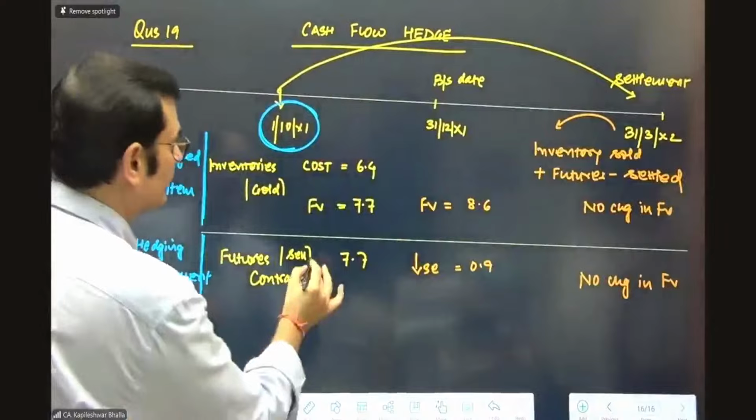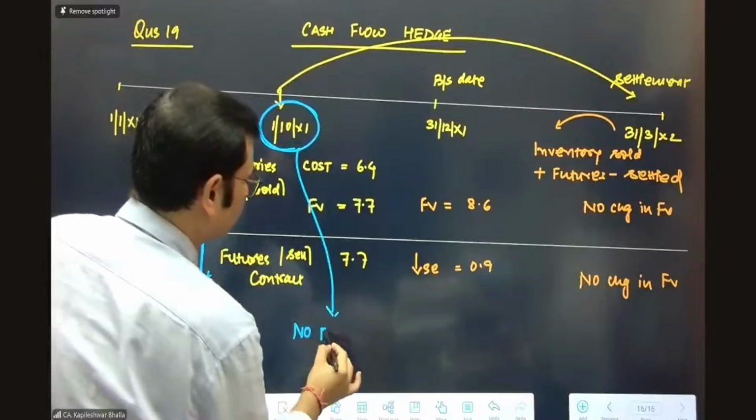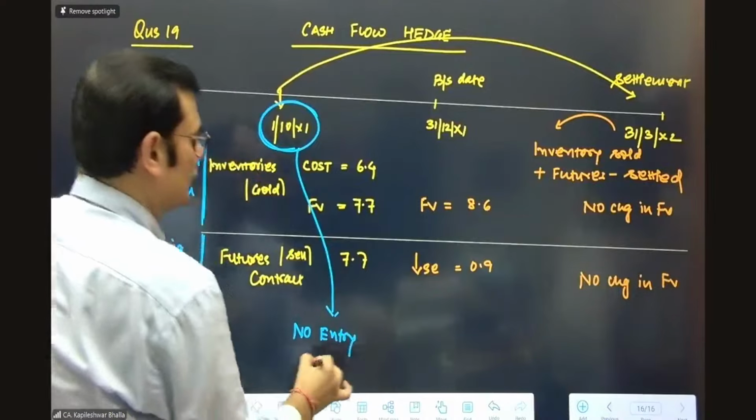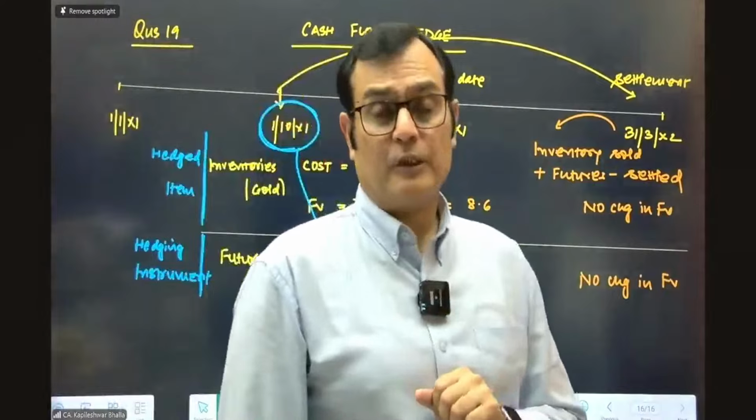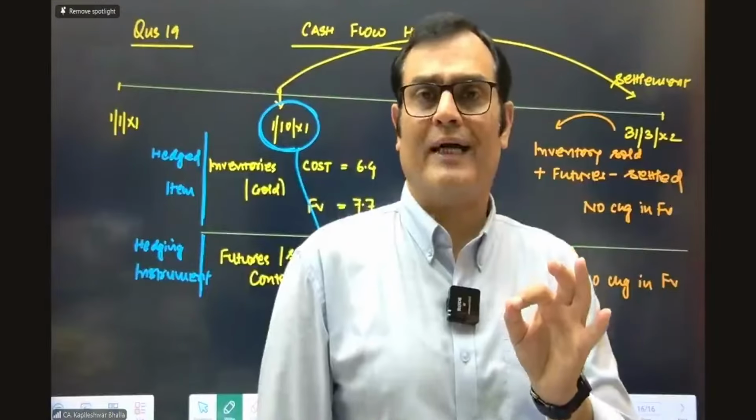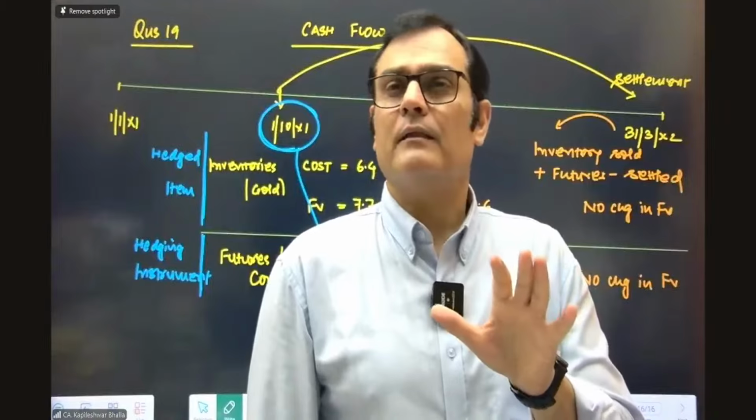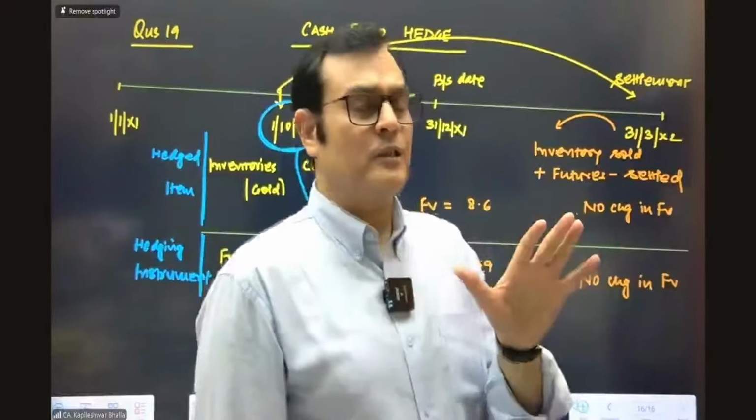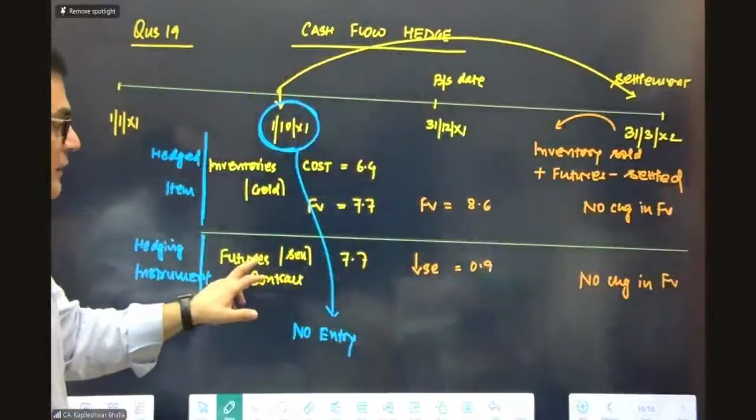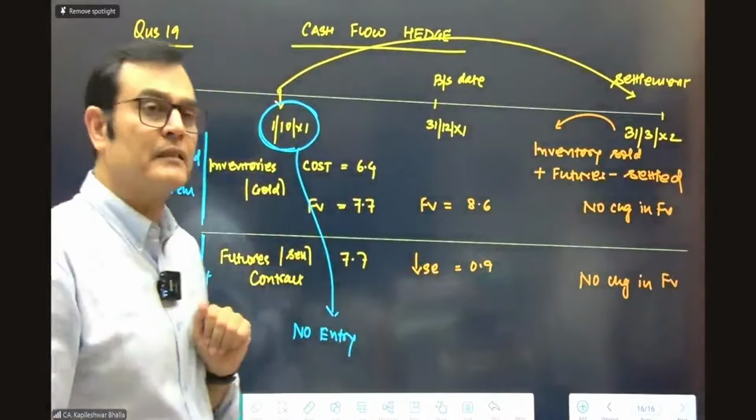So can I say the day you entered into the futures contract, there will be no entry? Because on the date of entering the derivative contract, there are no entries. The fair value gain or loss is always zero. So no entries will be made at the time of entering into the futures contract. Done. Now let's go further.